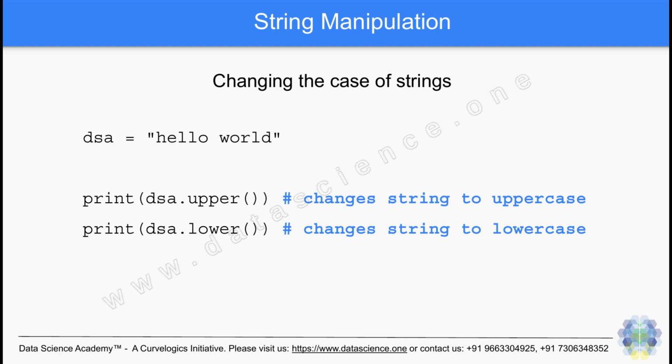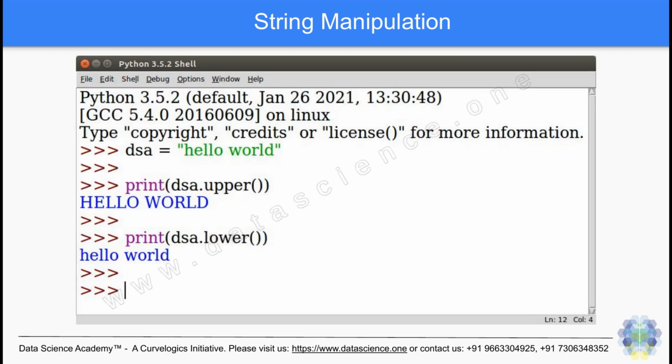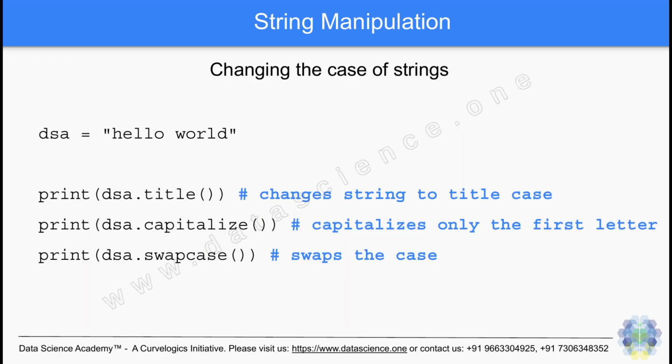Pause the video here, and try the code by yourself. Does your output look similar to the output here? More ways of changing the case of strings includes converting the string to title case, using the function, title. If we need to change only the first letter of a string to uppercase, we can use the function, capitalize. The function, swapcase, simply flips the case, that is, from lowercase to uppercase or vice versa.